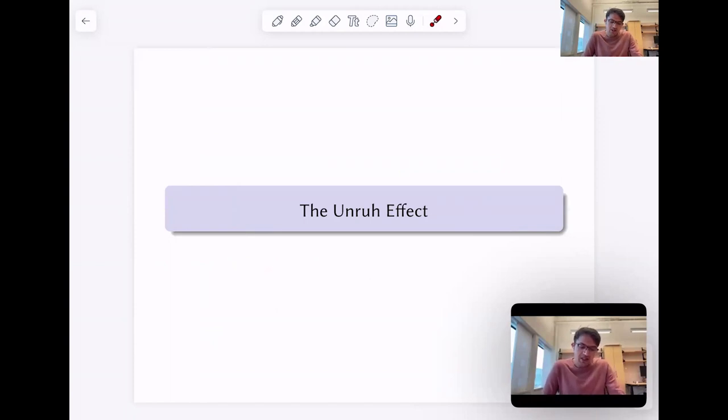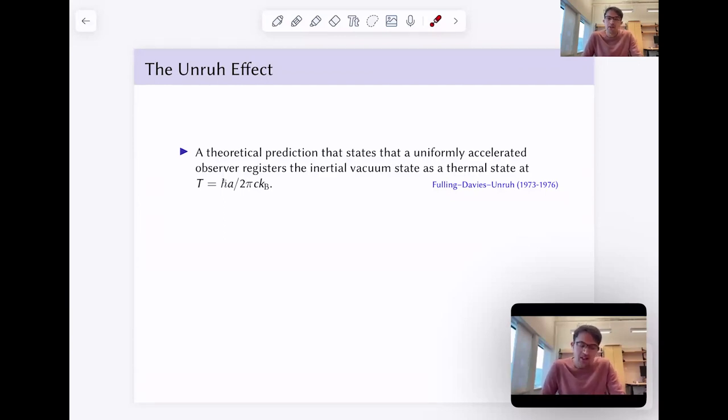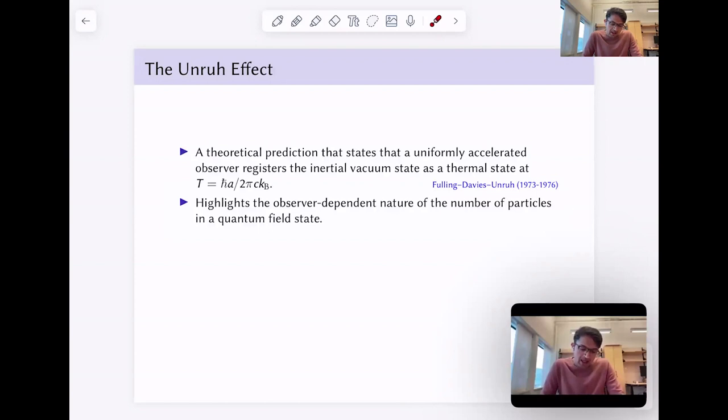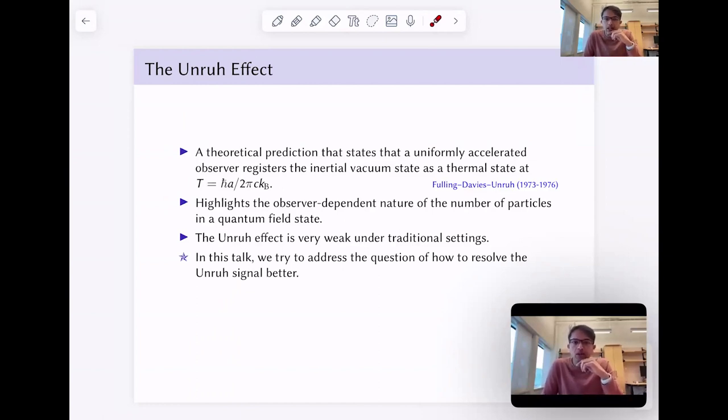So let us start by introducing the Unruh effect and noting its strength. The Unruh effect is a theoretical prediction that states that a uniformly accelerated observer registers the inertial vacuum state as a thermal state at a temperature proportional to its acceleration. Among other things, it highlights the observer-dependent nature of the number of particles in a quantum state. I think it is also very widely known that the Unruh effect is very weak under traditional settings. And so in this talk, I'll try to address the question of how to resolve the Unruh signal better.